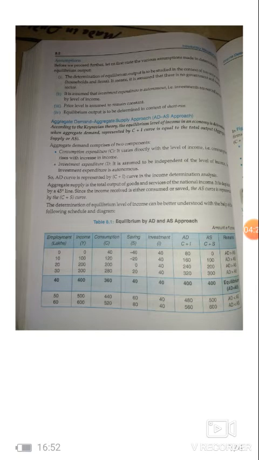And if we add C plus I, again investment, the AD curve and the consumption curve move parallel to each other, because the difference between consumption and AD is autonomous investment. As I have just told, autonomous investment always remains the same. It does not change at all, either the national income is zero or maximum.